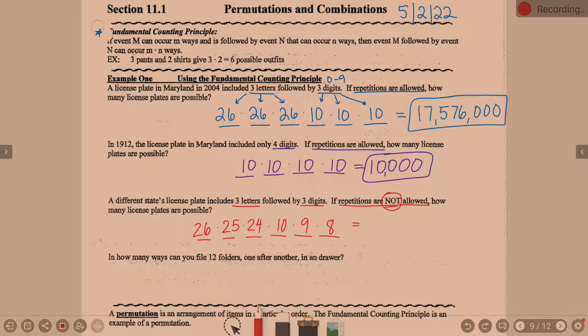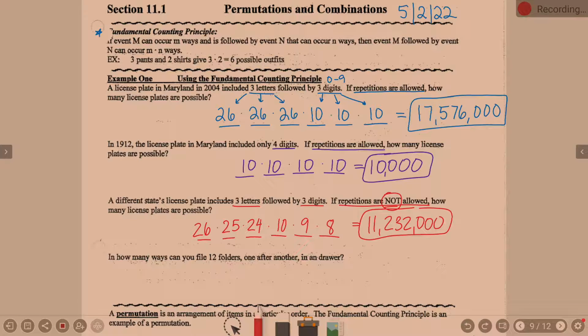Grab the calculator, do some typing, get a big number, right? What you get? 11,232,000. Okay. 11,232,000. So interesting if you compare our first answer versus our second answer. We went from 17 million to 11 million by taking out repetitions. So we lost a lot of options there.